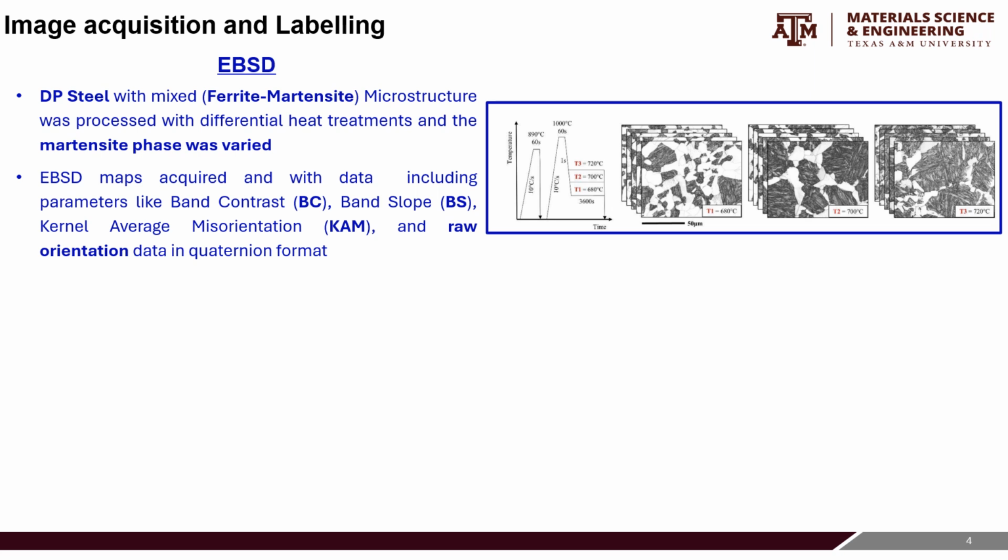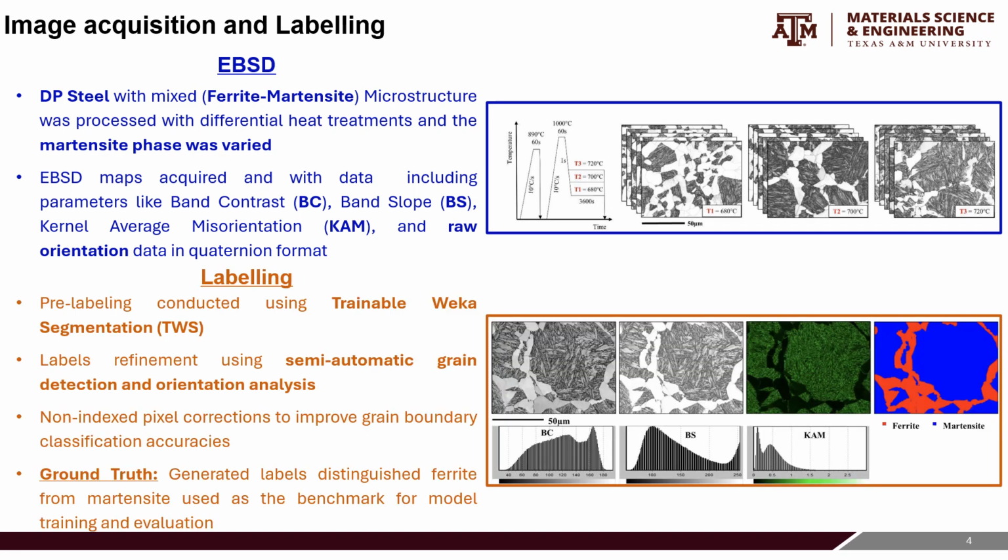The EBSD maps were used as indicators to distinguish the ferrite from the martensite, and each indicator had a specific property, and these parameters were inputted into the machine learning model. Band contrast basically gives the diffraction pattern quality. The band slope highlights the intensity of the gradients in the EBSD patterns. Kernel average misorientation is used to identify the dislocation density, and quaternions are used to understand the raw orientation data that describes the different crystallographic orientations of the specific microstructure.